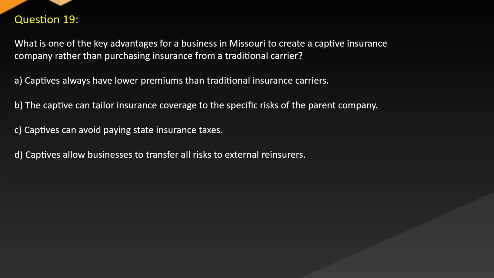Question 19. What is one of the key advantages for a business in Missouri to create a captive insurance company rather than purchasing insurance from a traditional carrier? A. Captives always have lower premiums than traditional insurance carriers. B. The captive can tailor insurance coverage to the specific risks of the parent company. C. Captives can avoid paying state insurance taxes. D. Captives allow businesses to transfer all risks to external reinsurers.